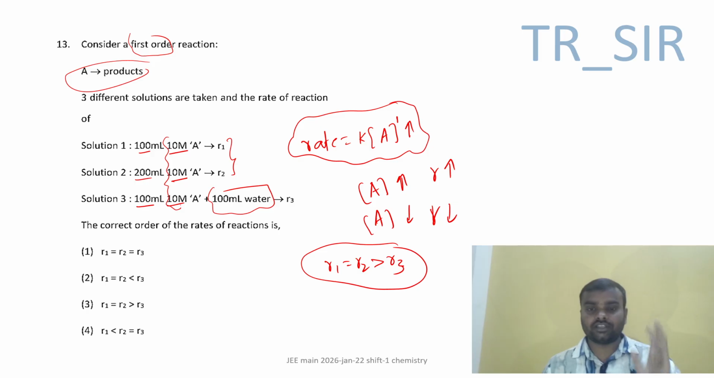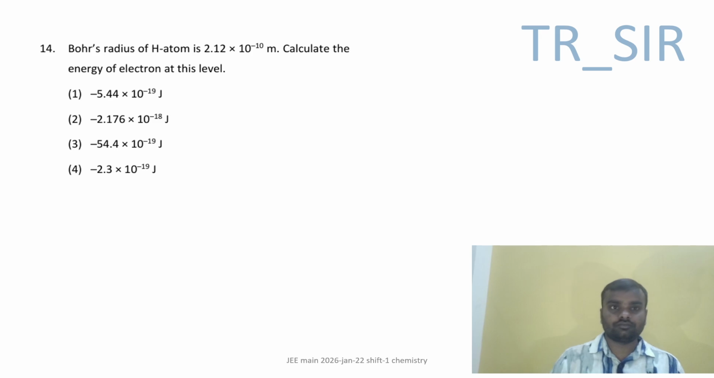Concentration decreases, rate of reaction decreases. So R1 is equal to R2, then more than R3. This one you will be having option 3.